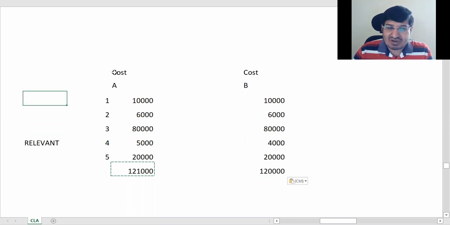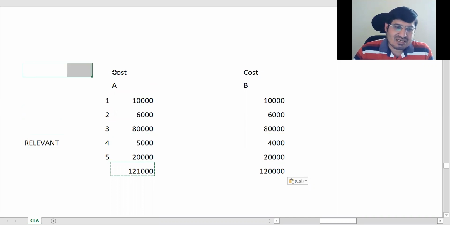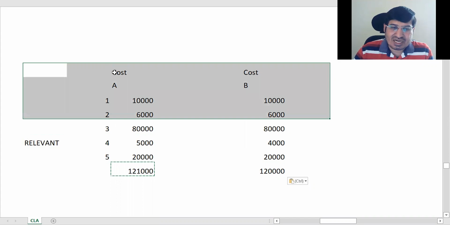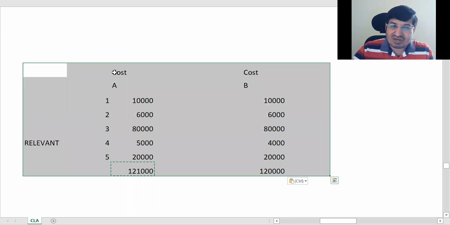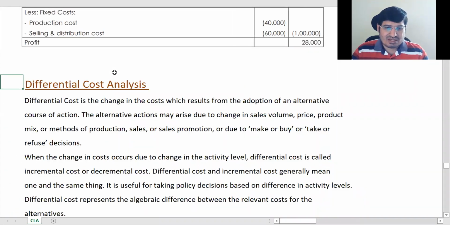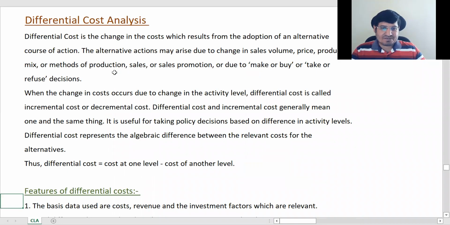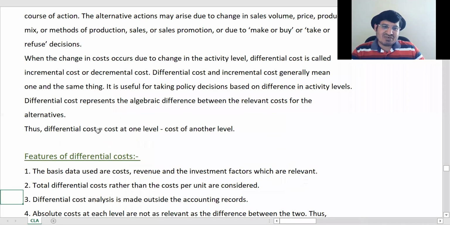ठीक है. तो इसको relevant cost हम बोलते हैं. यहाँ पे देखिए जो आपका जो 1,000 difference है ये हमको सिर्फ इसको देख के मिल गया. That is why item 4 shows the relevant cost. Okay. So understood that differential cost is cost at one level of activity minus cost at another level of activity.